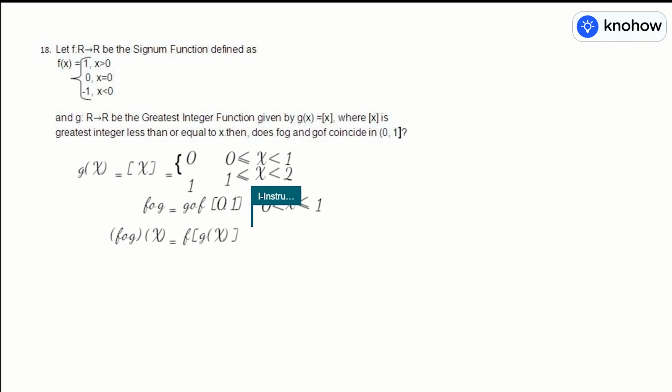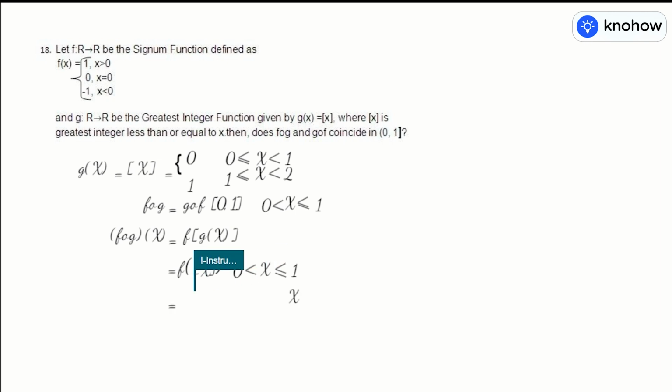Now what is function g(x)? g(x) is the function modulus x. So f of, I'm sorry, not modulus x, g is the greatest integer function x. So it is f of the greatest integer function x. Now we have to find out the value of fog when x is greater than 0 but less than or equal to 1. You know, this greatest integer function we have already defined.